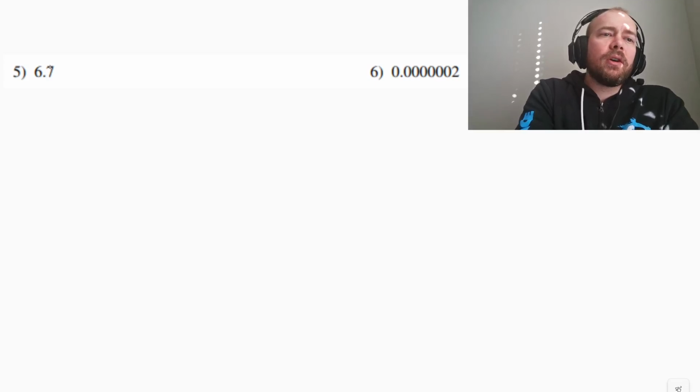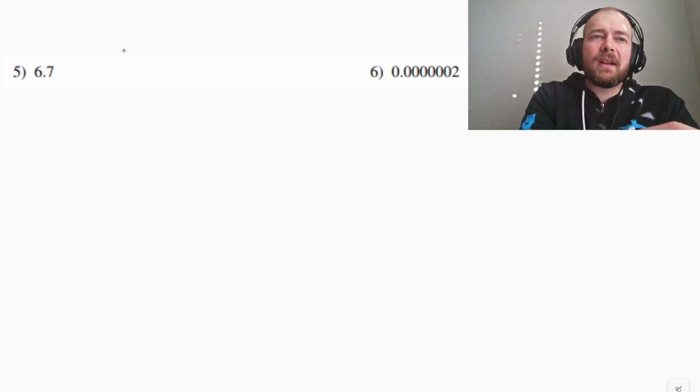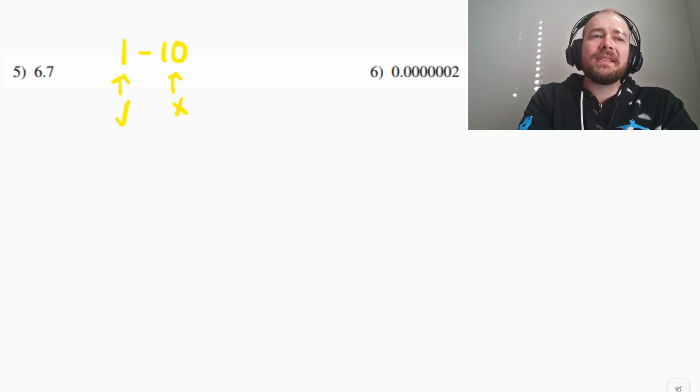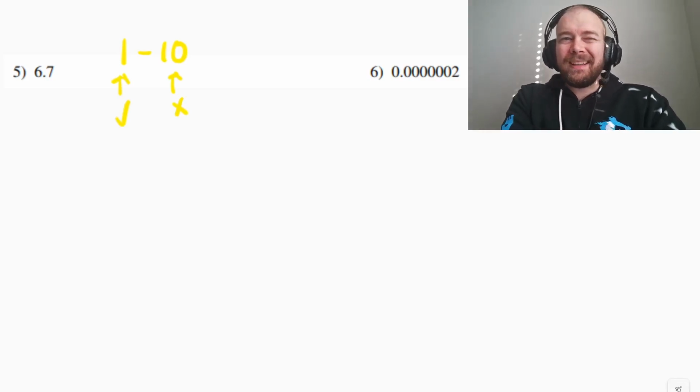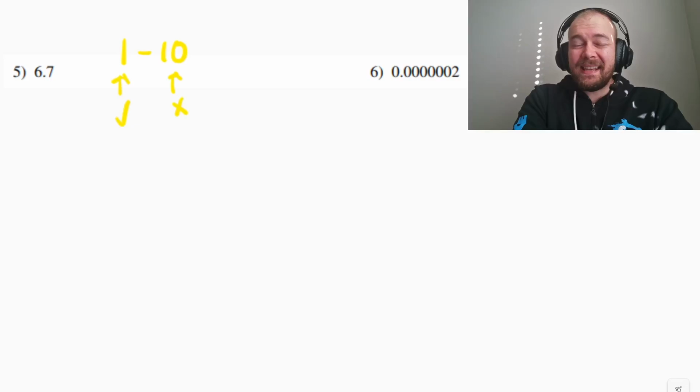So 6.7 is almost already written in scientific notation because we need a number that's between 1 and 10. Specifically, it can be equal to 1, but it cannot be equal to 10. So like 9.9 would be fine, but 10 would not be fine because then that's a double digit number. 1, however, is okay. So 6.7 is in that range already.